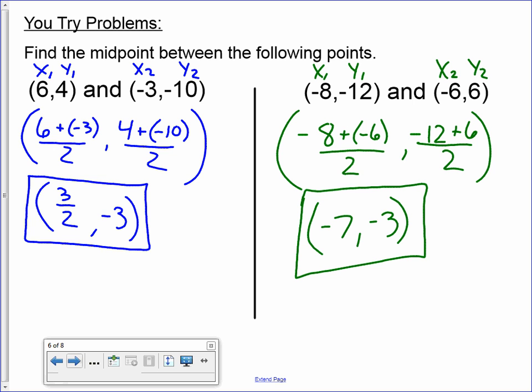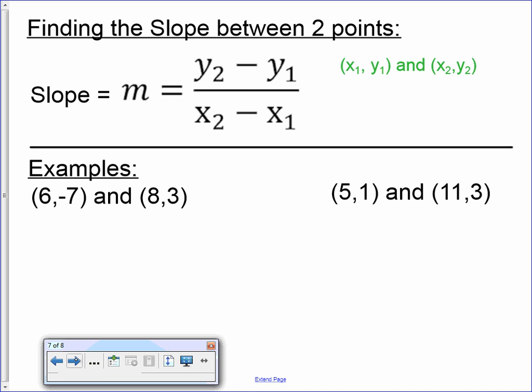The last and final objective of this unit is to find the slope between 2 points. To find the slope between 2 points, you're going to use the formula y2 minus y1 over x2 minus x1. As you can notice, these three formulas use x1 and x2, y2 and y1. So that's very important that you start labeling them and know the difference between each three formulas.